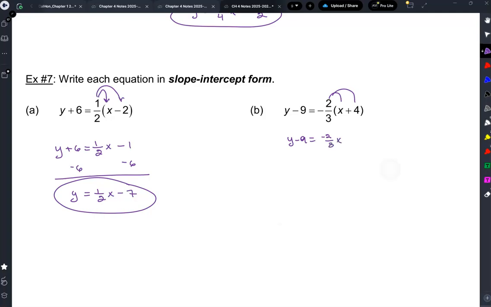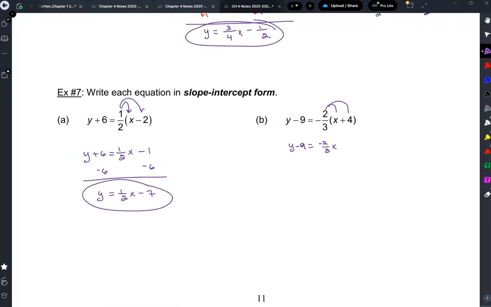Wait, how'd you get? So it was y plus 6 is negative 2 over 3 times x minus 4. So this one, negative 2 over 3 times x. And then I have negative 2 over 3 times 4. And then I say that's 4 over 1. So now, multiply the numerators, negative 8. Multiply the denominator, 3. So minus 8 over 3.